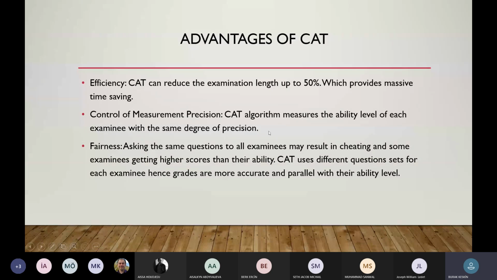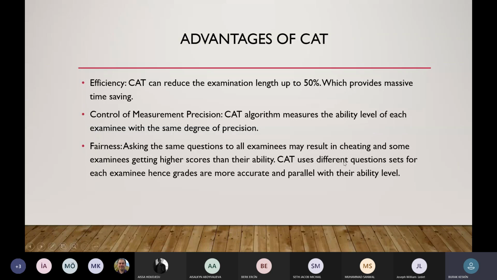Fairness. Asking the same questions to all examinees may result in cheating, as we know in standard pen and paper tests or even in online assessments. And that may result in higher scores than their ability level. So since CAT uses different question sets for each examinee, grades are more accurate and parallel with their ability level.